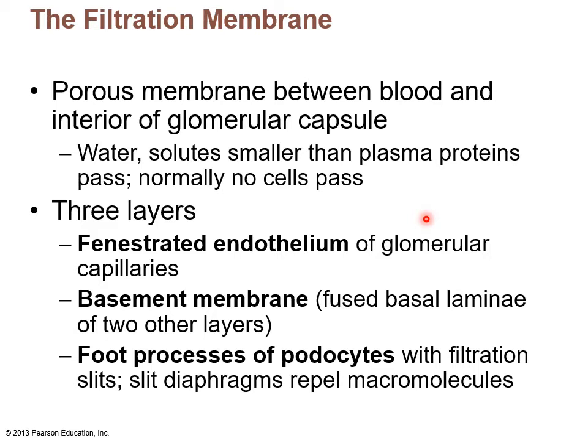If you've got blood in the urine and you've got a lot of protein, then you've probably got a kidney infection, kidney disease, something like that. It's not normal. Now there's 3 layers to this filtration membrane.